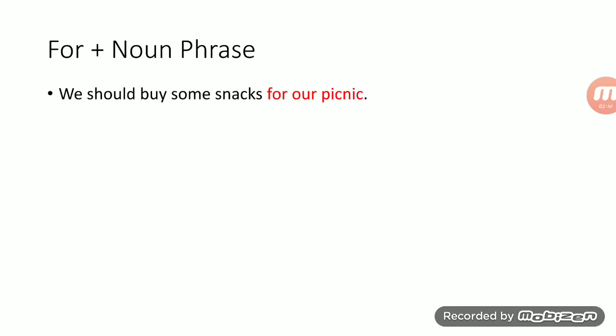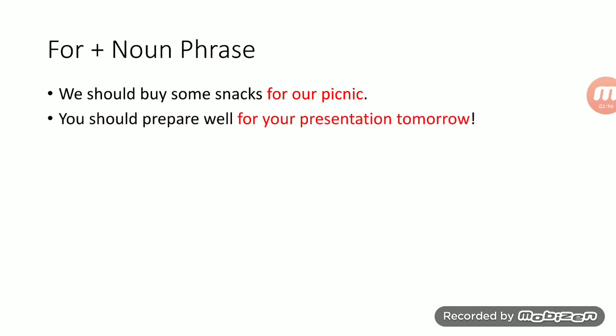So here is another structure: for plus a noun phrase. We should buy some snacks for our picnic. So the phrase after for is the purpose of why we need to buy some snacks. You should prepare well for your presentation tomorrow.